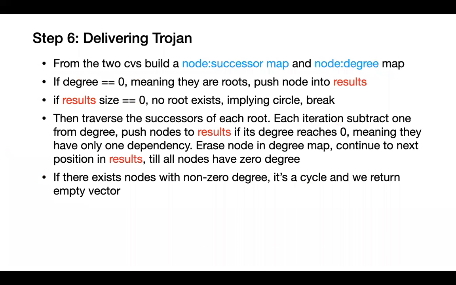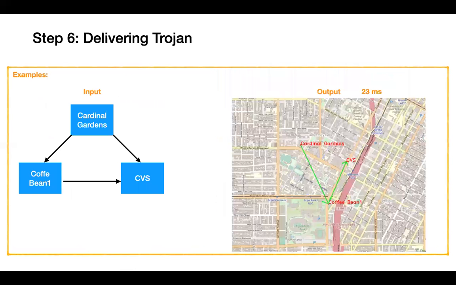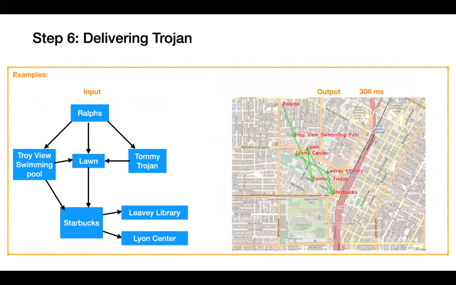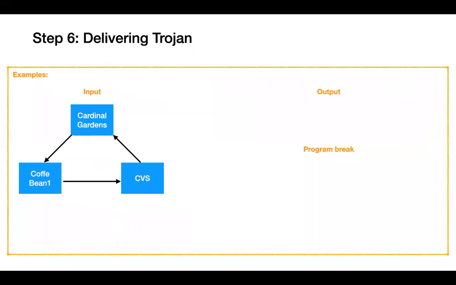And this is step 6, Deliver Trojan. Here's how we did it, and then we had some examples. This takes 23 microseconds. And this is a linear example, which takes 22. This is a more complicated example, which takes 300 microseconds. And we can detect a cycle in our algorithm. So if we find a circle, the program will break.